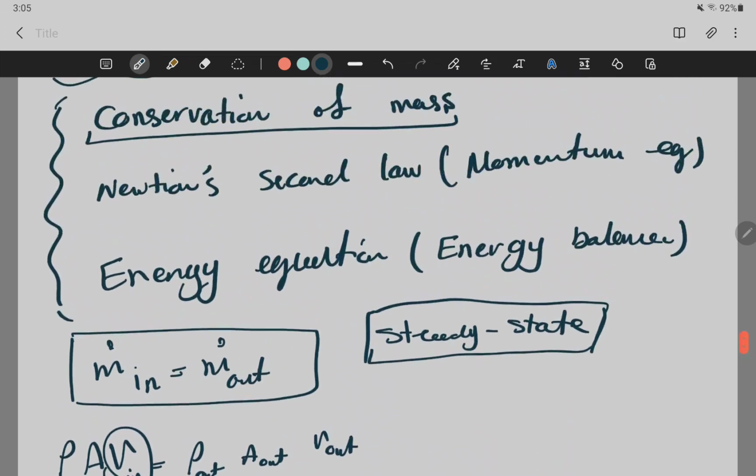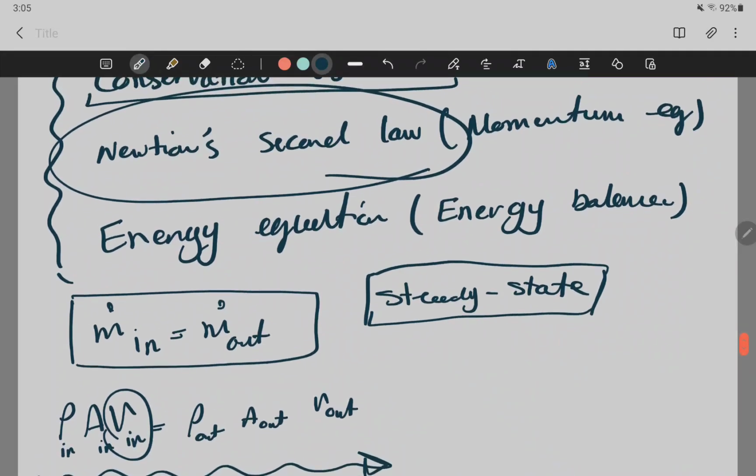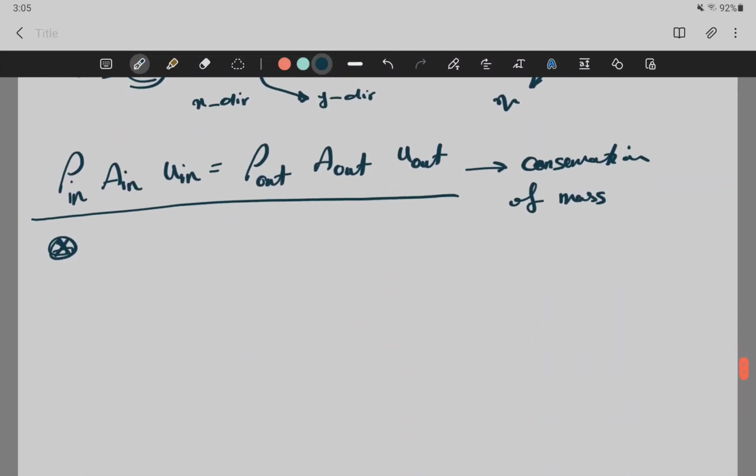I'm pretty sure you remember that the momentum equation comes from Newton's second law. What was it, because I just said it, right? That's why you remember. What was Newton's second law? F equals ma. That's sigma F equals m a, right?